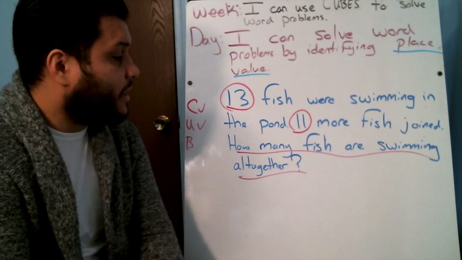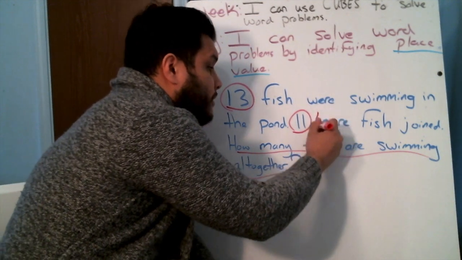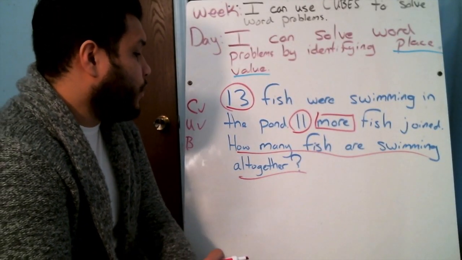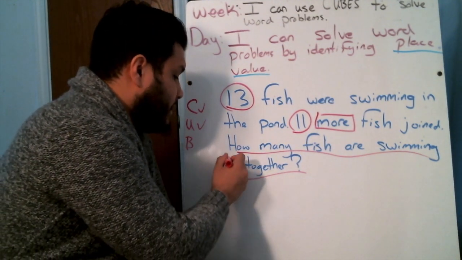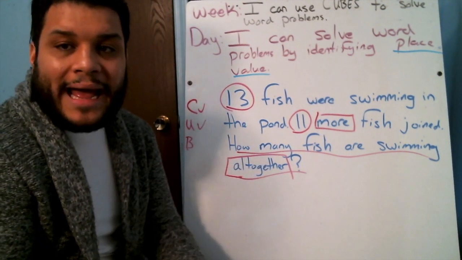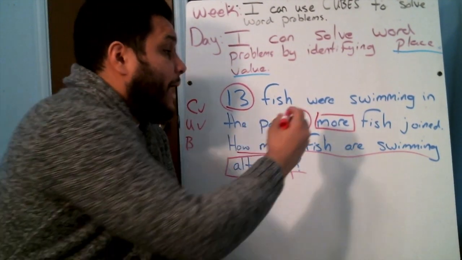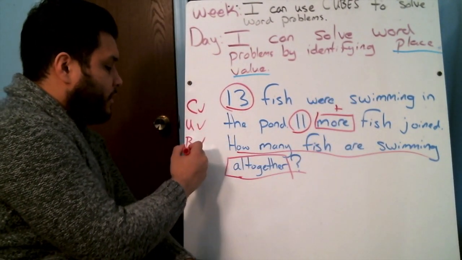No math word there. 11 more fish joined. That word more lets me know something. How many fish are swimming all together? All together also lets me know something. The word more means that I'm going to add or subtract. Awesome. I'm going to add. So I'll put a plus sign there. So we box in our math words.